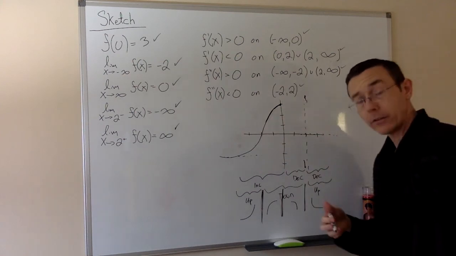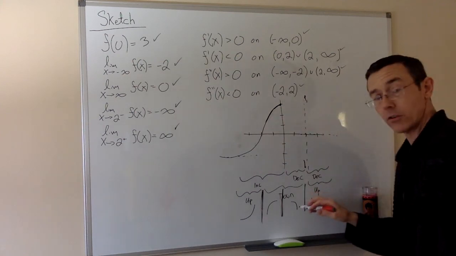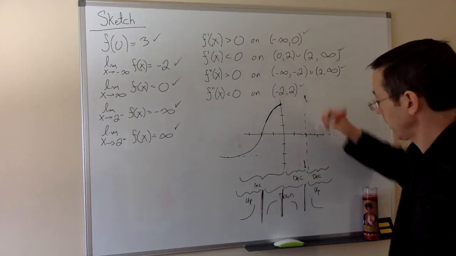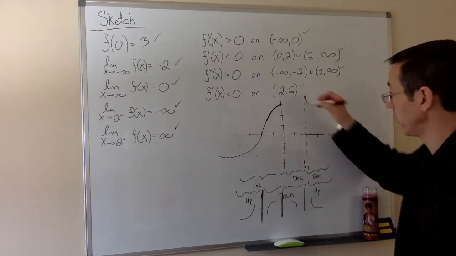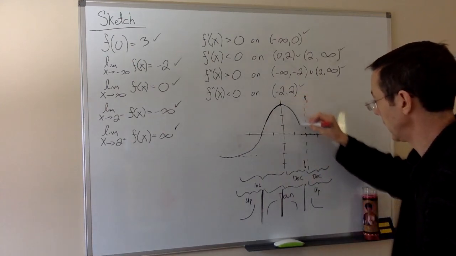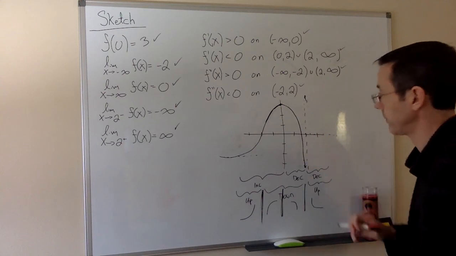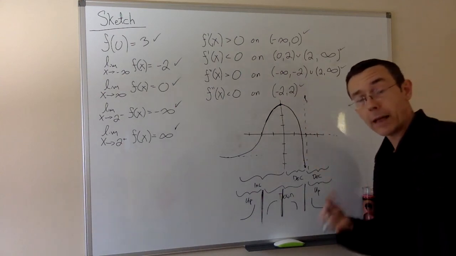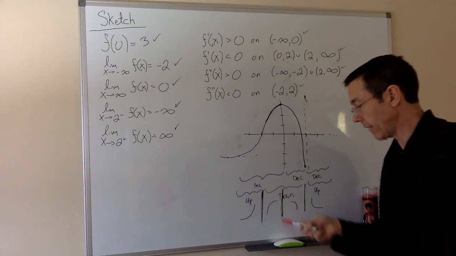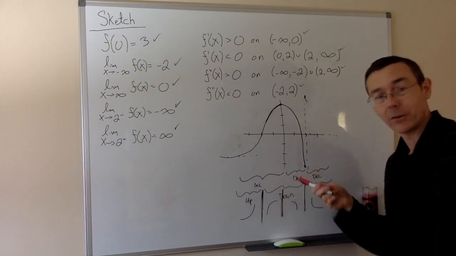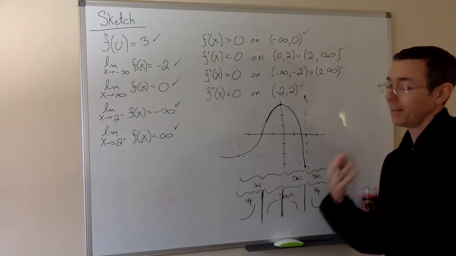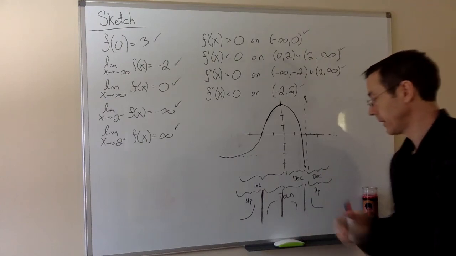And then at x equals 0, the graph becomes decreasing and concave down. And it will remain that way until this vertical asymptote. Notice the local maximum at x equals 0. That's where the graph goes from increasing to decreasing. So by the first derivative test, there should be a local maximum there.